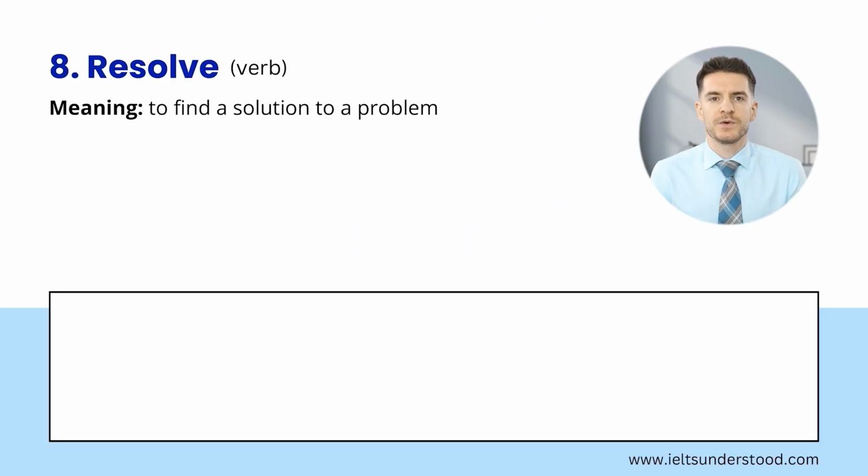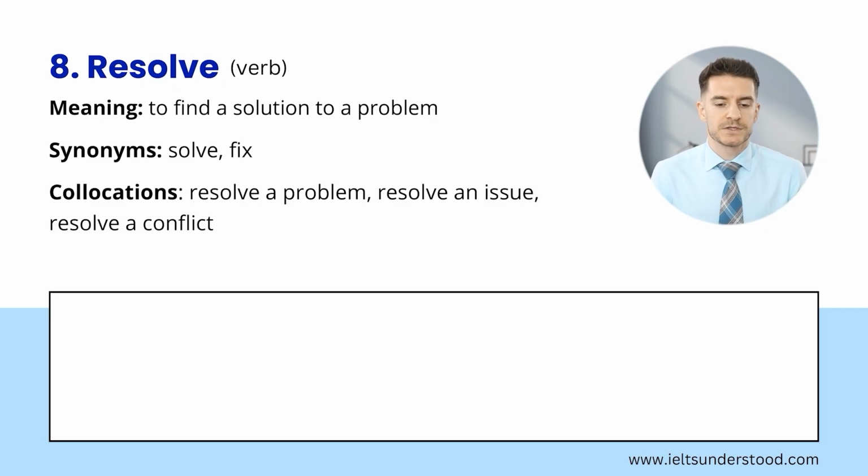So criticism is a great word to use when you want to say what you don't like about someone, someone's work, actions, or ideas. Okay, moving on to the 8th word now, which is resolve. Resolve means to find a solution to a problem, to fix a problem. So some synonyms are solve and fix. Here are some collocations: resolve a problem. So that simply means to fix a problem. Resolve an issue. Well, that has a similar meaning to resolve a problem.